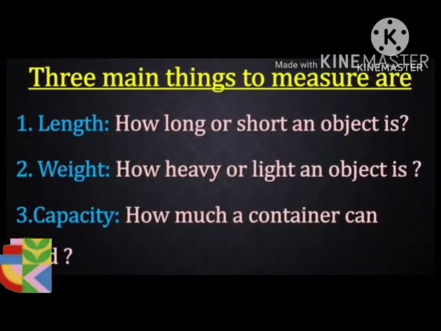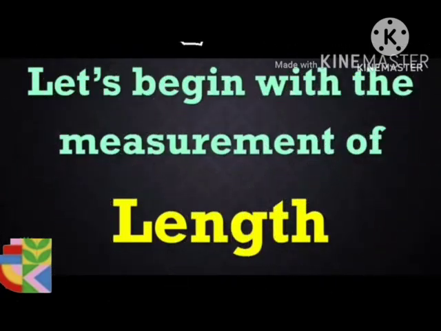Now, three main things we measure are length, that means we have to find how long or short an object is. Second is weight, that means how heavy or light an object is. And third is capacity, that means how much a container can hold. It is mostly used for liquids. Now let's begin with the measurement of length.